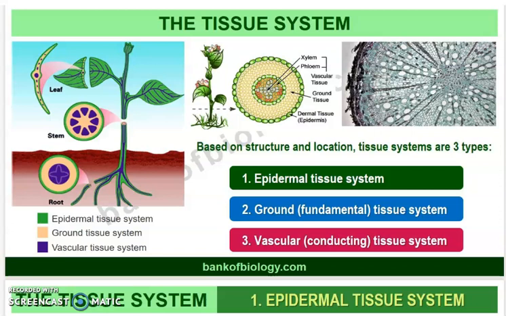So what did we learn in the last class, children? We studied about the complex tissue. Complex tissue includes xylem and phloem, right? And then we studied about the tissue system. We started tissue system, right?